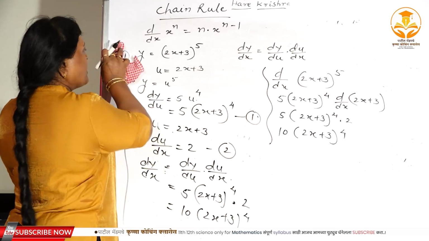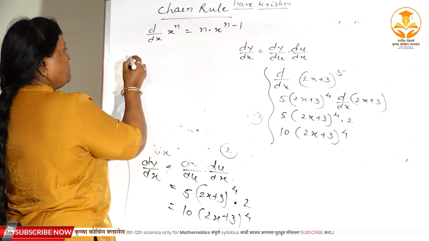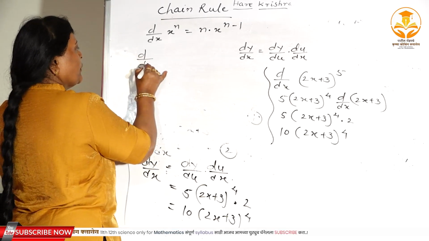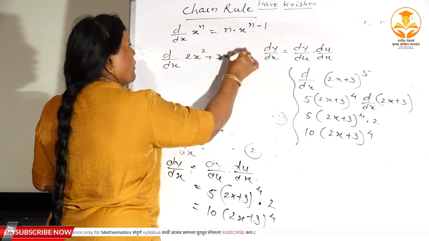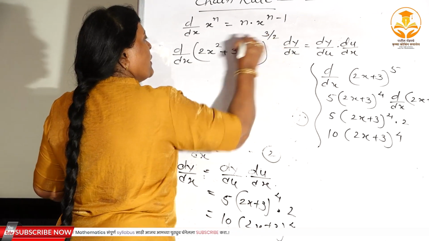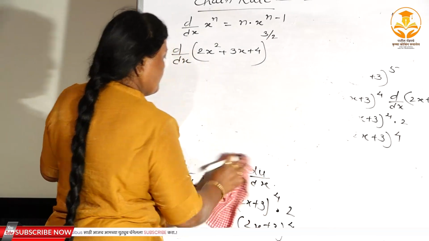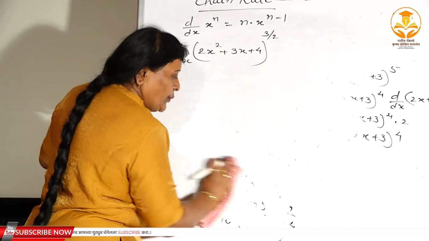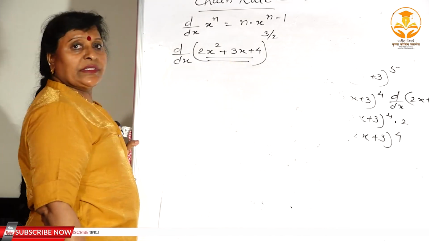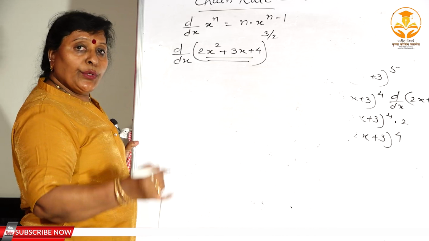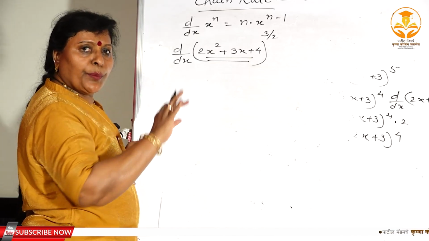Now again the simple example, algebraic. See here, very simple example I will take. Say d/dx of, suppose, (2x square plus 3x plus 4) whole to the power 3 by 2. See here, very simple, right? Now see what you have to do. Again this term you have to consider as a u. u to the power 3 by 2 ची derivative. What is the derivative of u to the power 3 by 2?